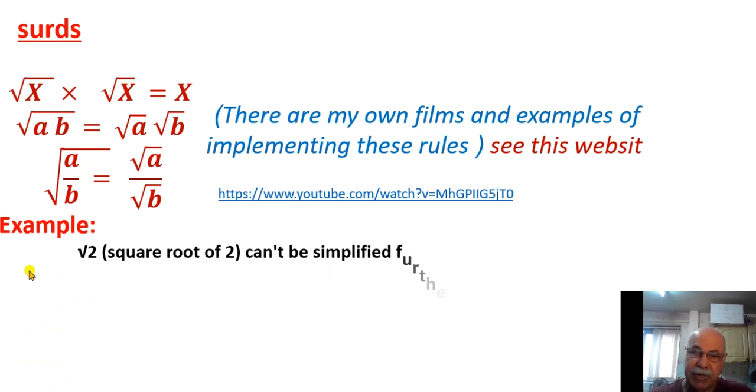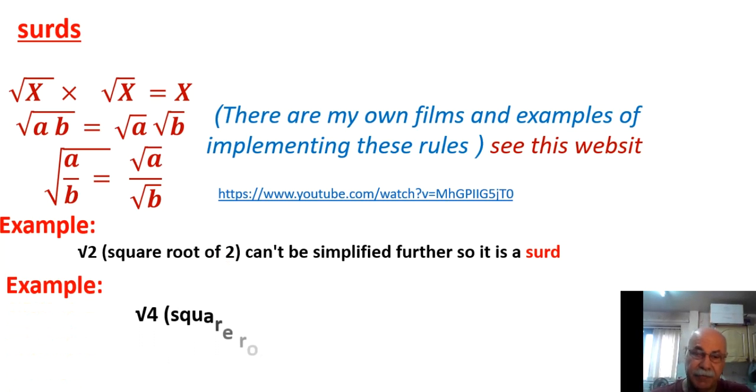Here, for example, square root of 2 we can't get it. This is because there is no square root of 2. That's why it is a surd. So it is a surd. That's why we can't get the square root. Let's become standard. For example, again here, square root of 4. We can get this square root of 4.